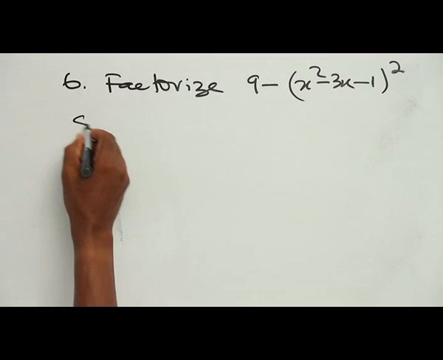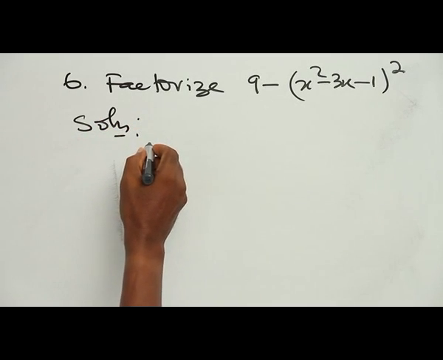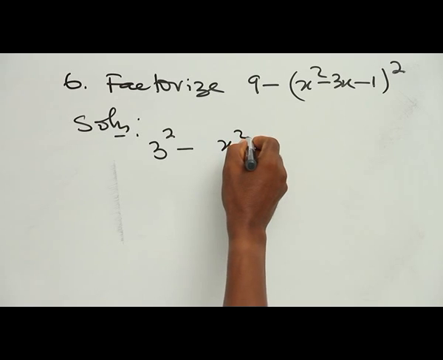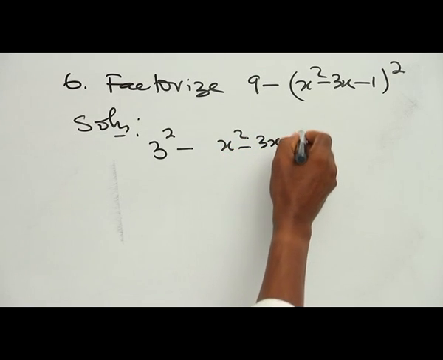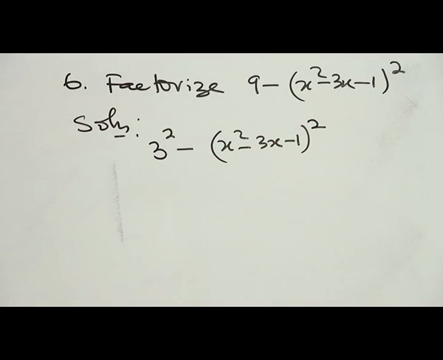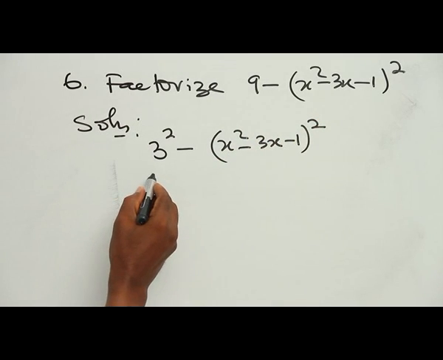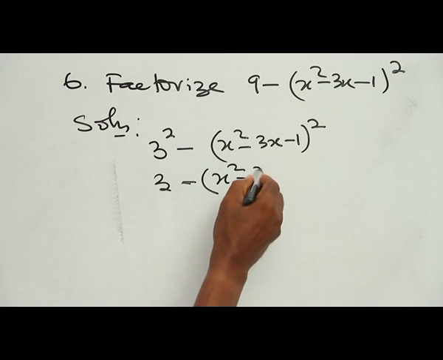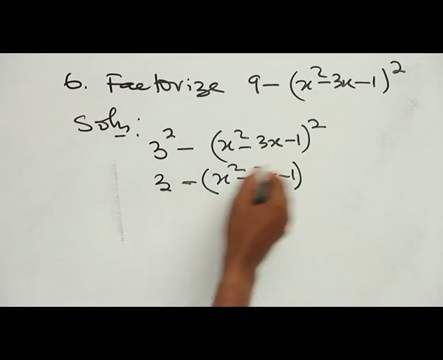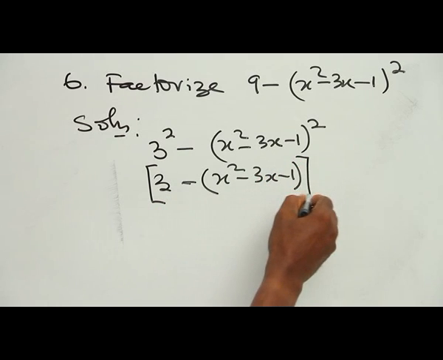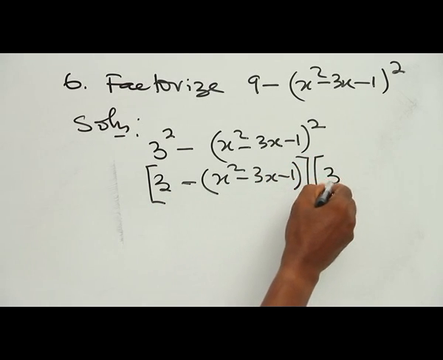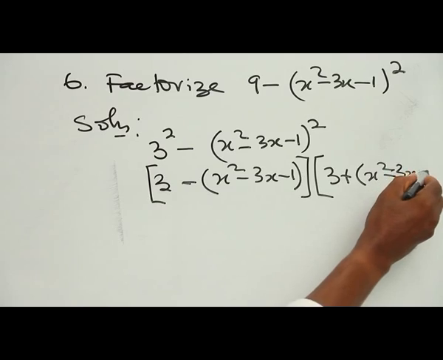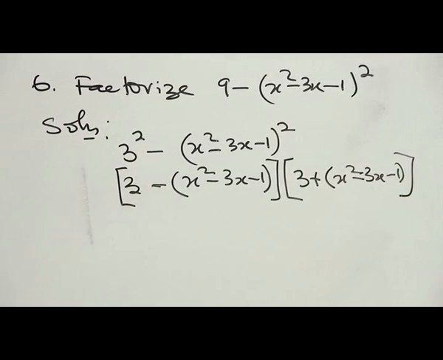Now, our solution: 9 can be written as 3 raised to the power 2, minus (s squared minus 3s minus 1) all squared. Now, applying the difference of two squares, this is 3 minus (s squared minus 3s minus 1), then close this bracket, open another bracket, you have 3 plus (s squared minus 3s minus 1), and that is it.